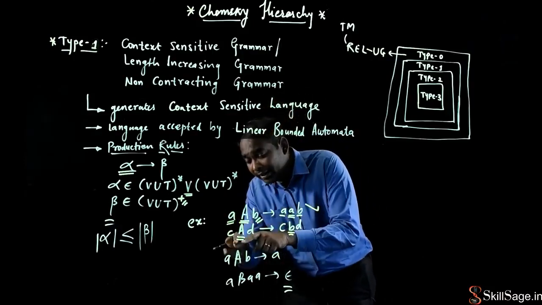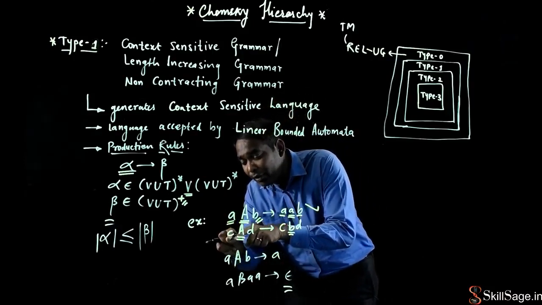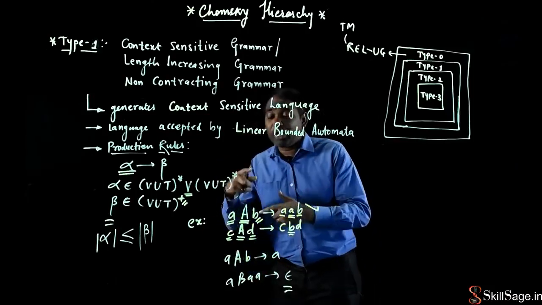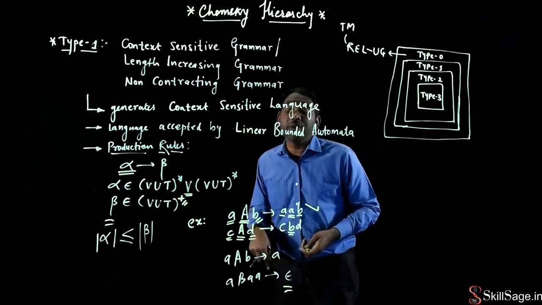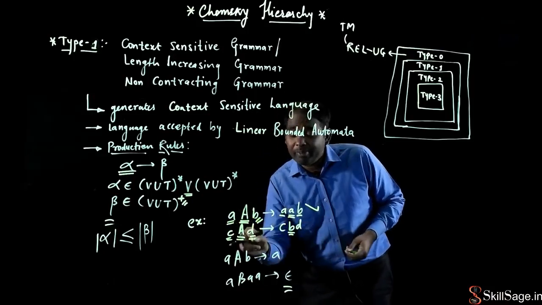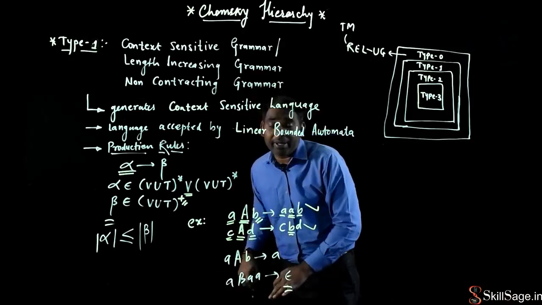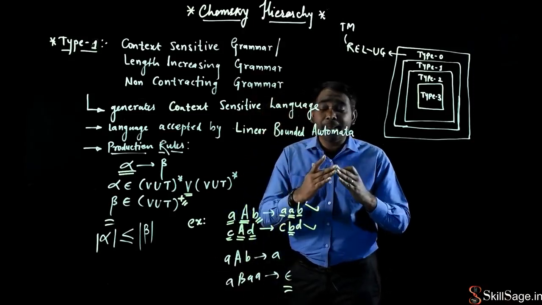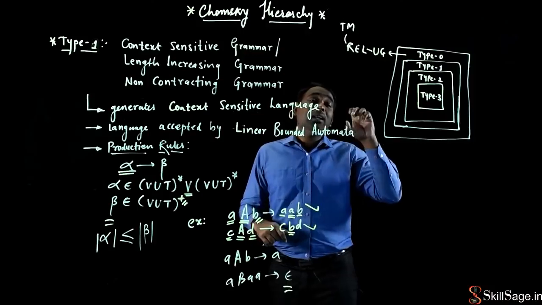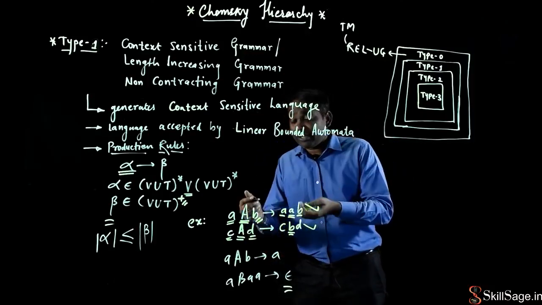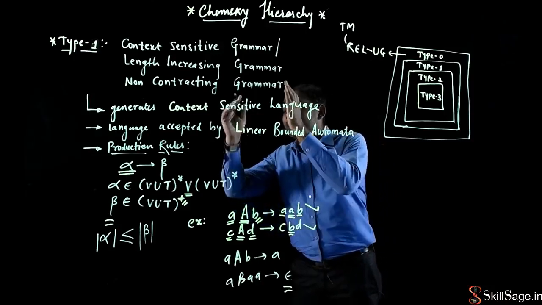Here again, A का लेफ्ट कॉन्टेक्स्ट मेरा C है और A का राइट कॉन्टेक्स्ट मेरा D है. In this terminology, if any A is encountered, then this A will be replaced by small b. That is why it is called context sensitive grammar. एक ही वेरिएबल मेरा अलग अलग टर्मिनल सिंबल से रिप्लेस हो रहा है, right? This is my context sensitive grammar.